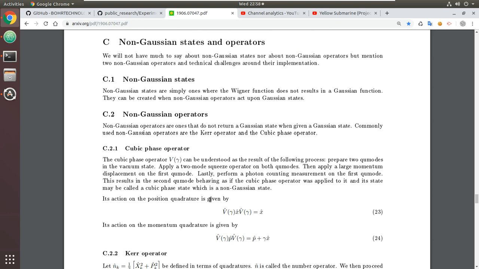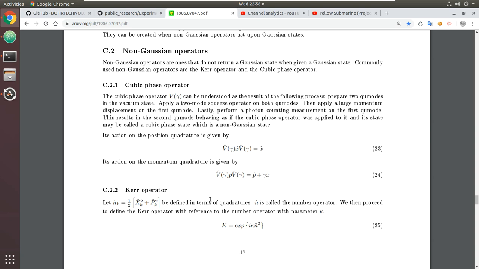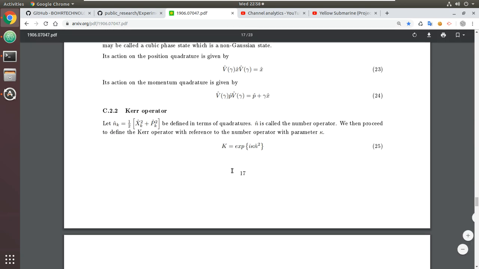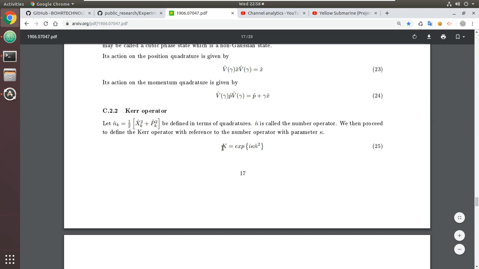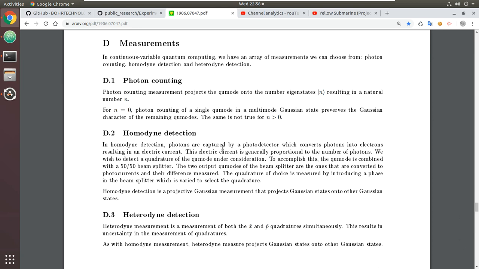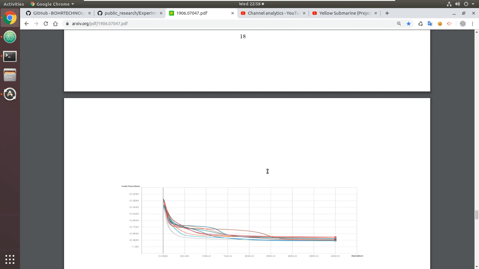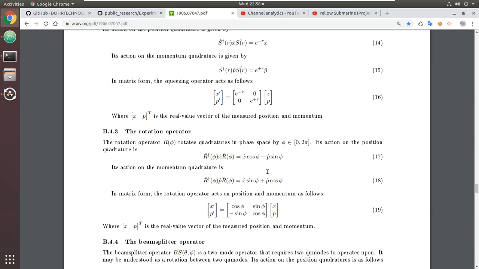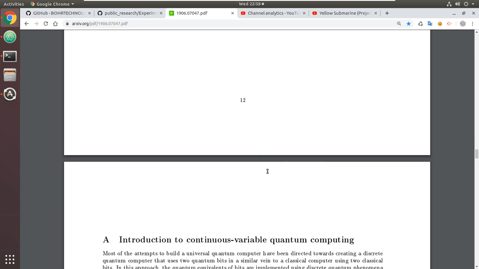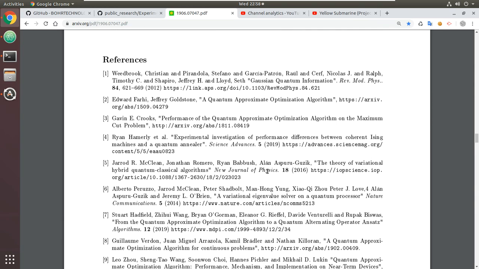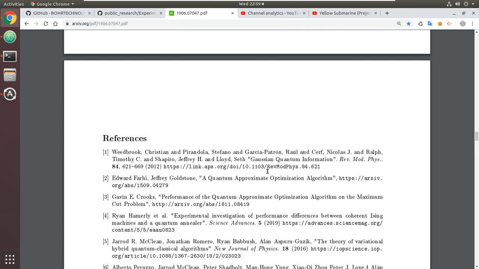And then there are non-Gaussian states and operations: the cubic phase operator, the Kerr operator, the number operator with parameter k. Then the different measurements, photon counting. Yeah, I think that's a good starting point. And then here there had to be the reference to the other paper that I was going through. We'll probably have to find it.